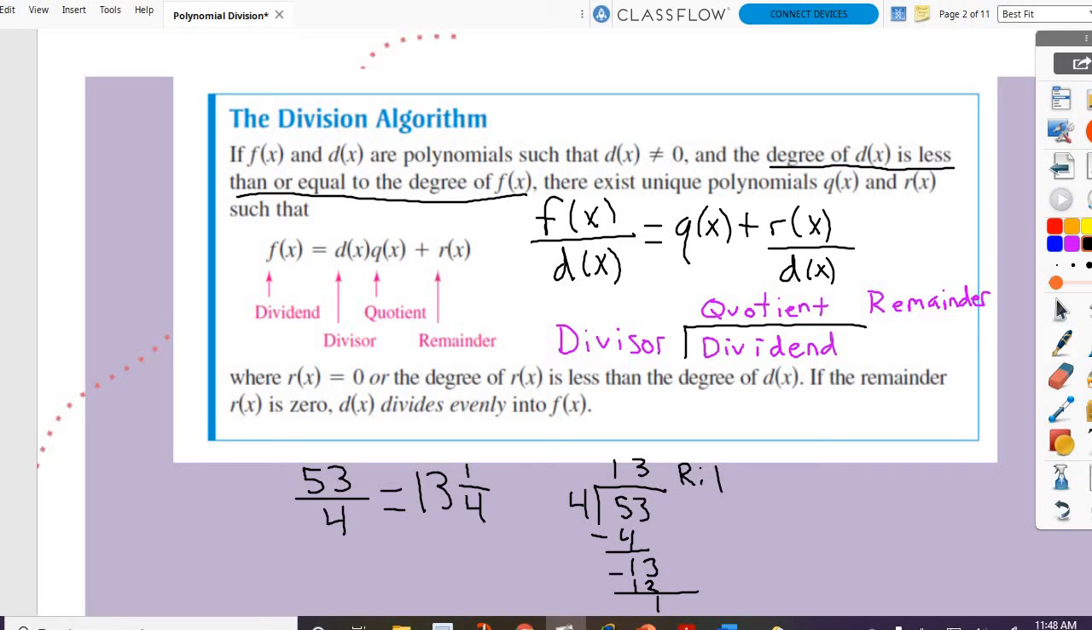So when we look at polynomial division, we're going to be given something written like a fraction, with one polynomial over the other polynomial. We can think of that as an improper fraction. We then want to perform our long division so we can write it as a mixed number. Alright, so let's look at an example.